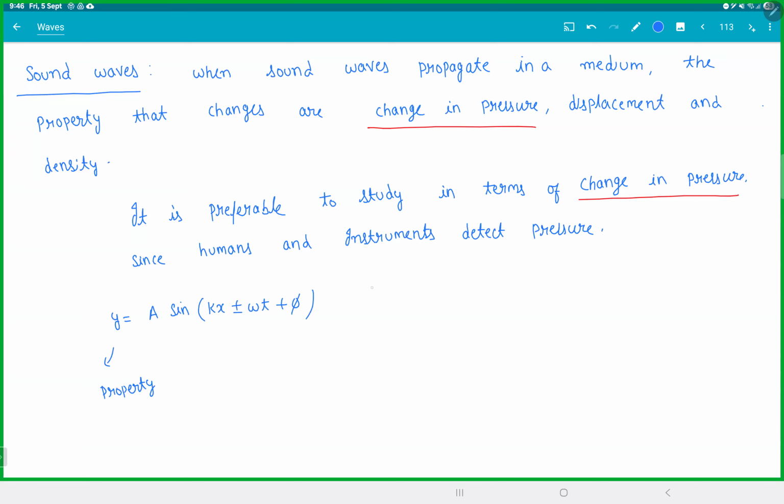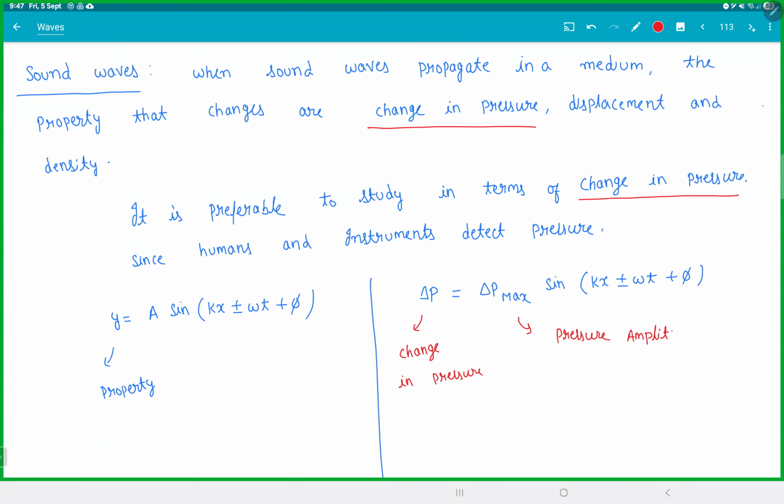Y is the property. So our equation becomes like this now. Delta P is equal to delta P max sine of kx plus or minus omega t plus phi. So this is your change in pressure. This is called pressure amplitude. Now, henceforth, when we say amplitude, we will always mention whether it is displacement amplitude or pressure amplitude.